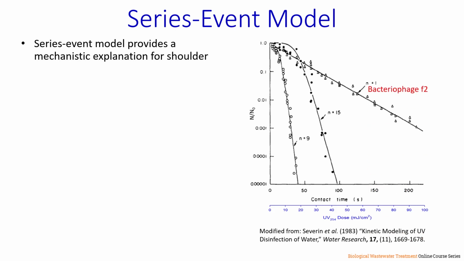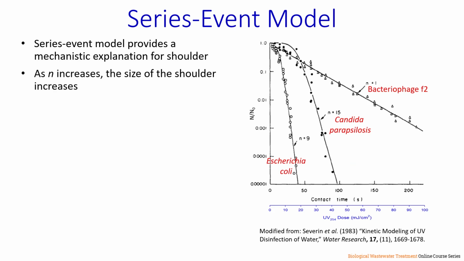The first of these is for a bacteriophage, F2, the second is for E. coli, and the third is for a yeast called Candida parapsilosis. Generally, what we observe is that as the threshold N increases, the size of the shoulder increases. And that generally goes along with more complicated microorganisms. As we move from relatively small organisms like viruses to bacteria and then to larger organisms like yeasts, the organisms themselves become more complicated, and it's perhaps reasonable to expect that more units of damage will be required to start to observe inactivation.